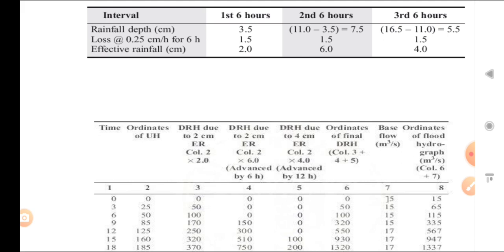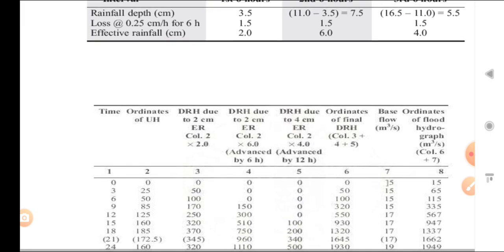And also we have to keep in mind that this rainfall starts from 6 to 12 hours. So what we have to do is multiply the ordinate of unit hydrograph by 6, and then lag it by 6 hours.